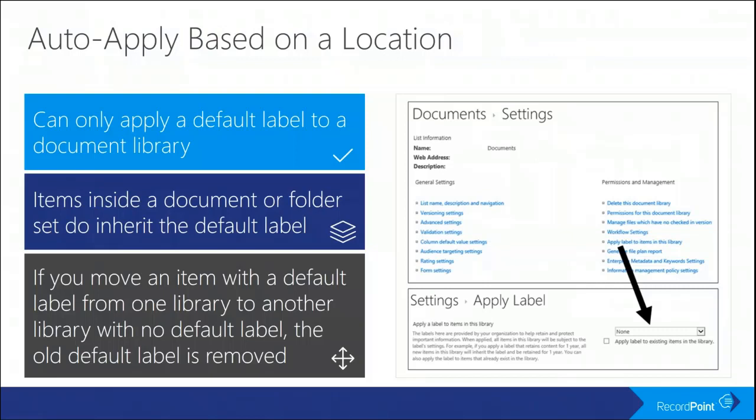The last thing you could do is automatically apply a label based on a location. So this would be a document library where you actually just go into the document library settings. There's a link that says apply a label to items in this library, and then you have a drop-down menu of all the labels that have been deployed to that document library location. And then if you label, say, a document set or a folder, it would inherit the default label. There unfortunately isn't a way to automatically turn this on using PowerShell or something similar. You do need to manually go to each library in order to do that.